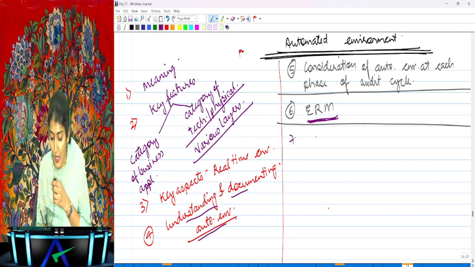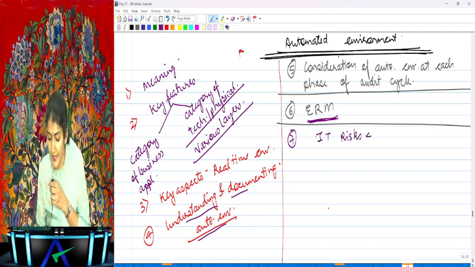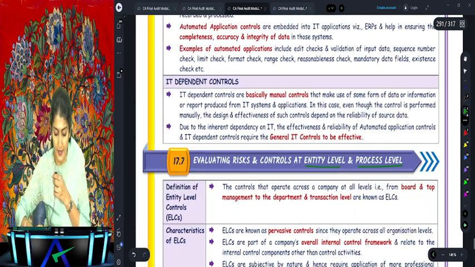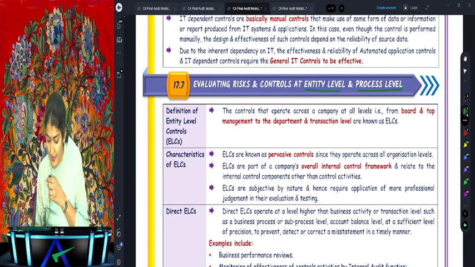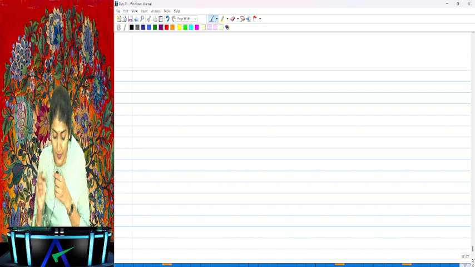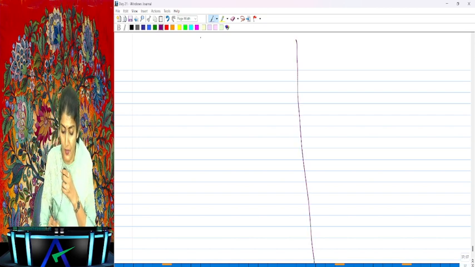Okay, so now we come to our next discussion, which is regarding the IT risks and controls. The next discussion, after assessing IT related risks and control, is assessing the controls at the entity level and the process level, which is the entity level controls and the process level controls. Right, so now we are going to have two discussions regarding the controls.